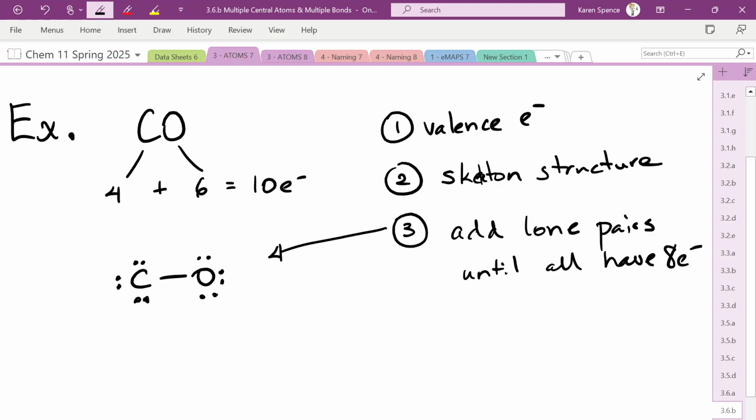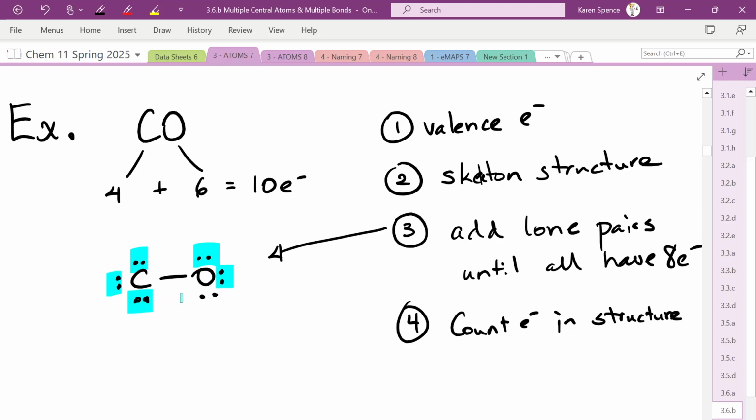Oh, no. You're not going to worry about that. Just get rid of that. You're just going to say, this is what I have. Okay. Next step. So that's step 3. Step 4, we count the electrons in the structure. So we go through and we say, I have 2, 4, 6, 8, 10, 12.